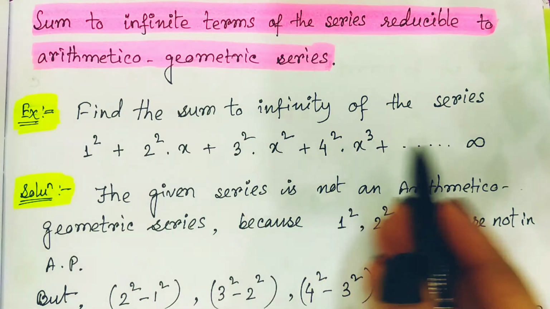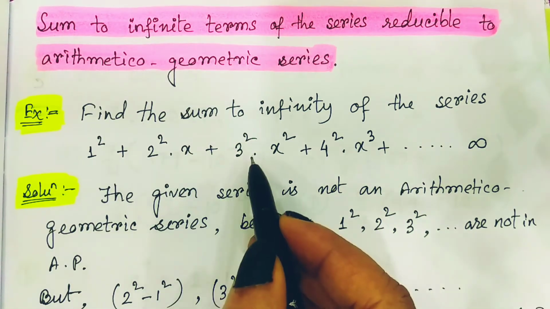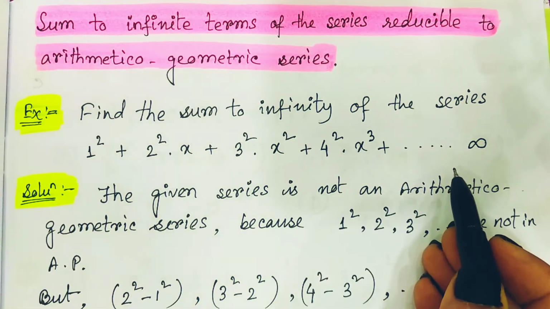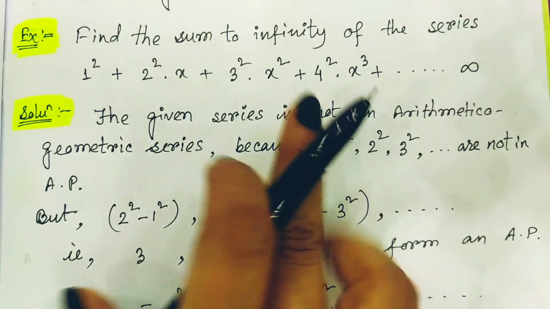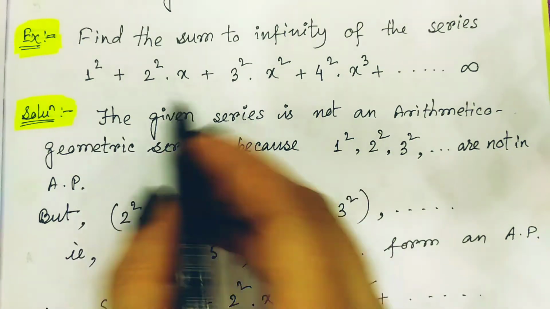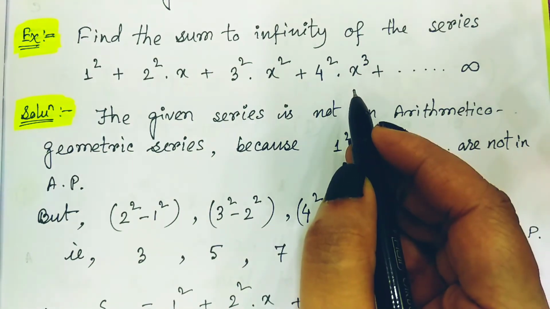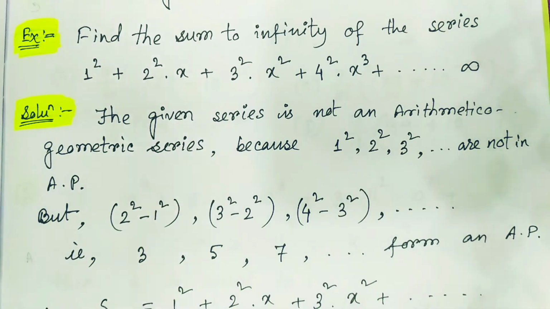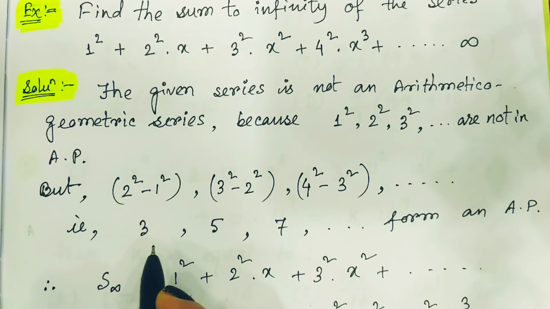Find the sum of the infinite series 1 square plus 2 square into x plus 3 square into x square, in this way. Just look at this one. This is not an arithmetico-geometric series initially. Here in this series, 1 square, 2 square, 3 square, 4 square are neither in AP nor in GP. So what to do? We will observe that 2 square minus 1 square, its value is 3.